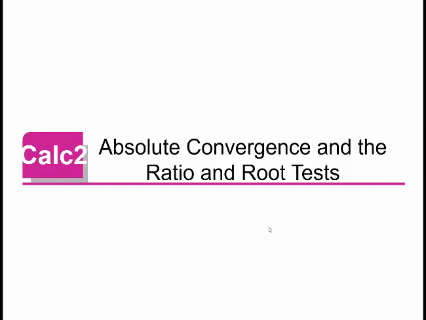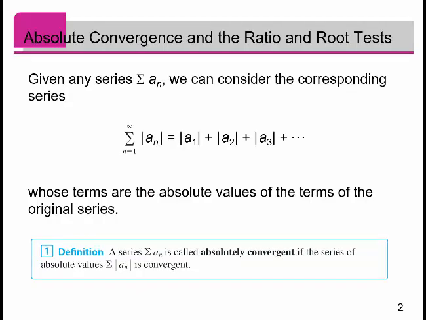Hi class, we continue our study of series and sequences, talking about absolute convergence and what we call the ratio and root tests. All right, so let's first talk about absolute convergence. If you're given any series, summation a sub n, we can consider the corresponding series by looking at the absolute value of the individual terms, whose terms are the absolute value of the terms of the original series. So we're going to consider this.